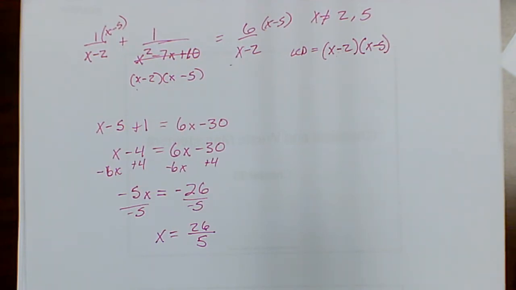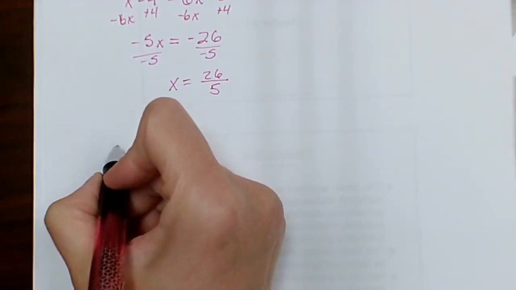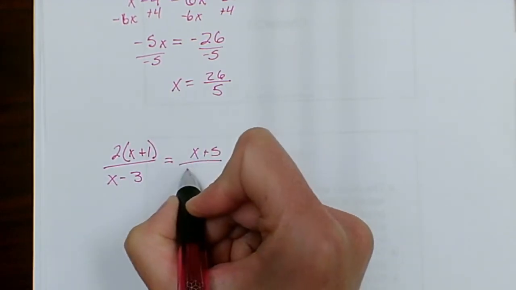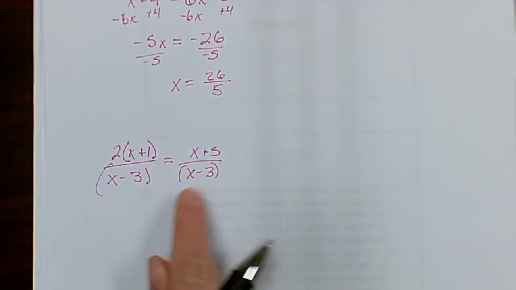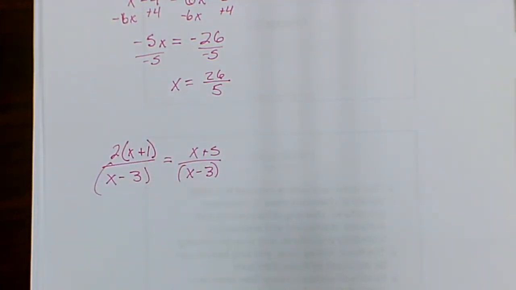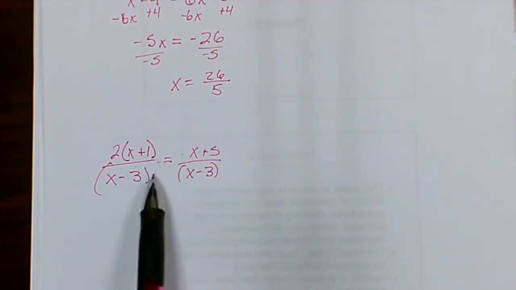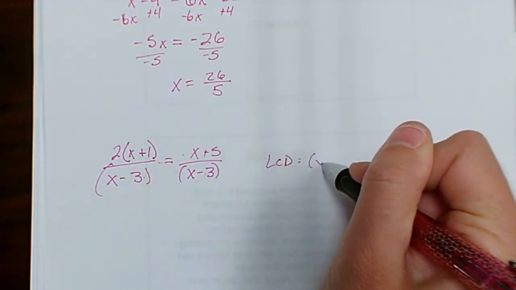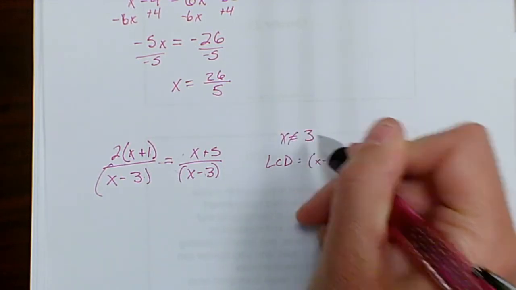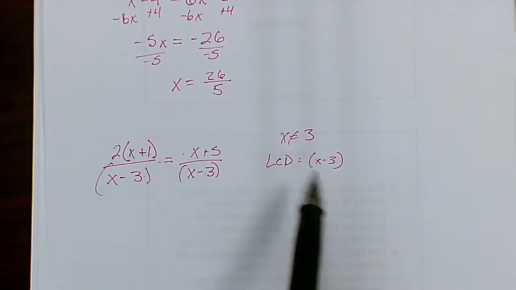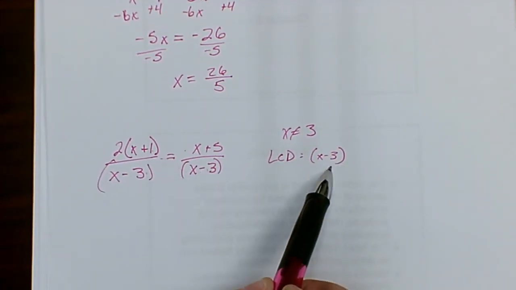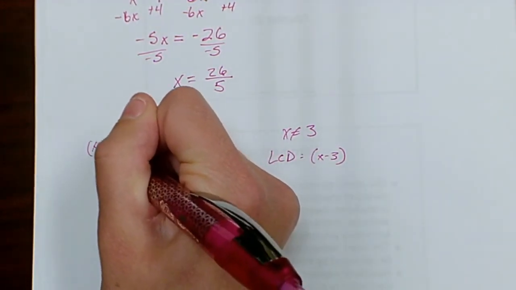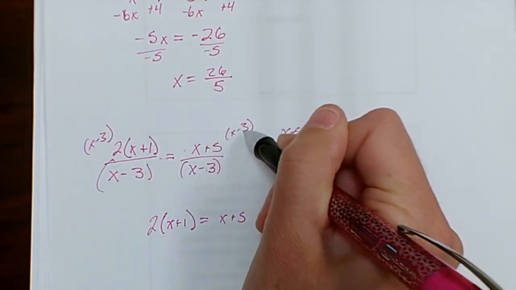I'll show you a no solution, and sometimes you can shortcut these rational equations by cross multiplying if the denominators are different. Since the denominators are the same, the LCD is x minus 3. X cannot equal 3 because if we plug that in, we get 0. So both of these denominators cancel, so we will just be left with our numerators. Okay, so x minus 3, if we multiply by our LCD, they cancel.